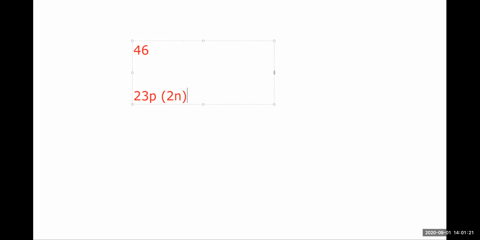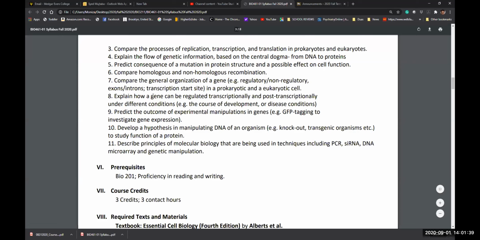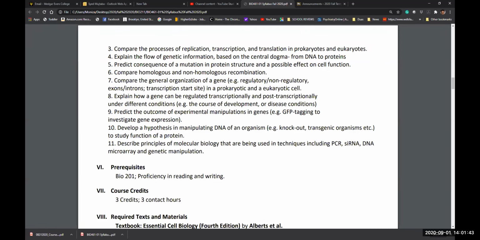Now these chromosomes in meiosis exchange parts, and that changes the sequence of DNA, and that gives rise to diversity. So that's what we are going to study in homologous and non-homologous recombination. Then gene regulation, point number 7: compare the general organization of a gene and gene regulation.